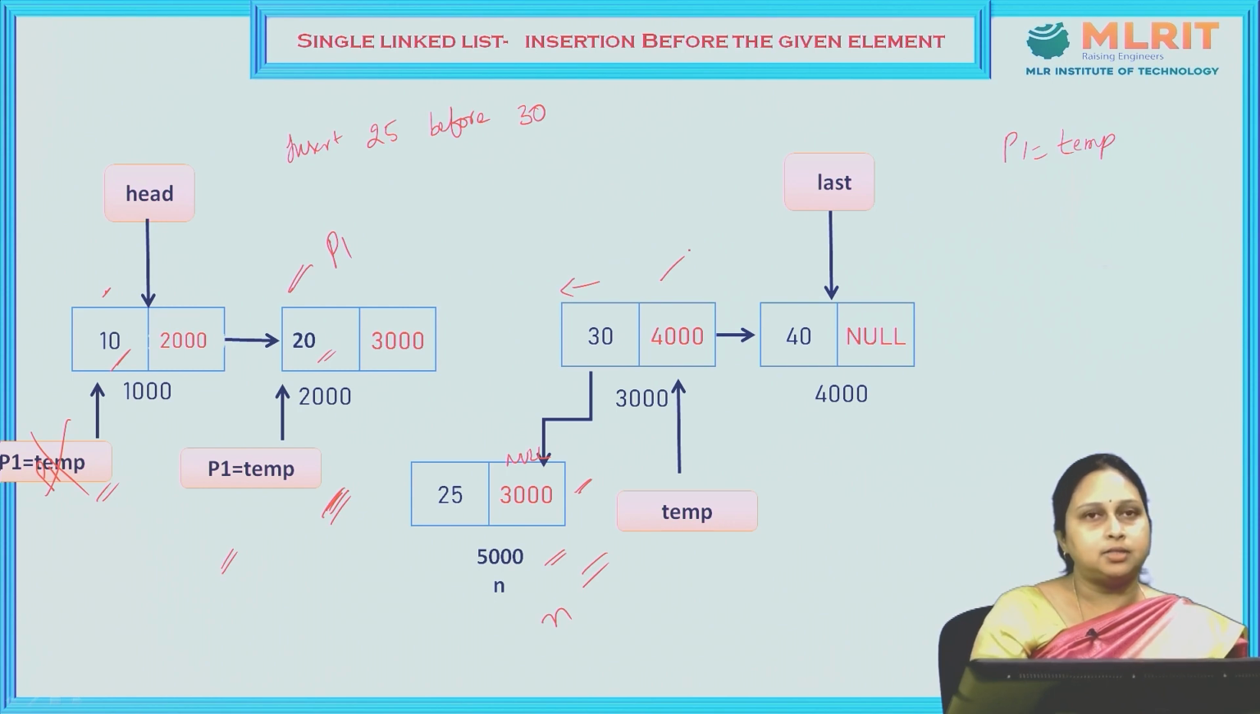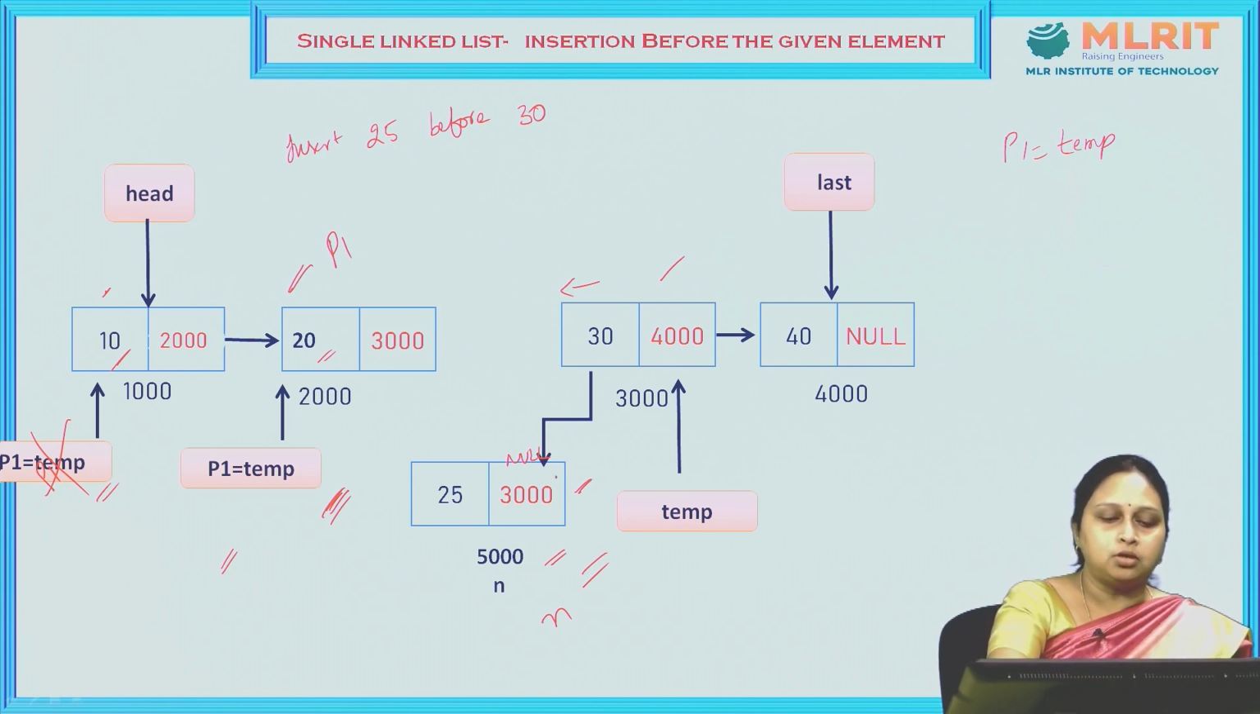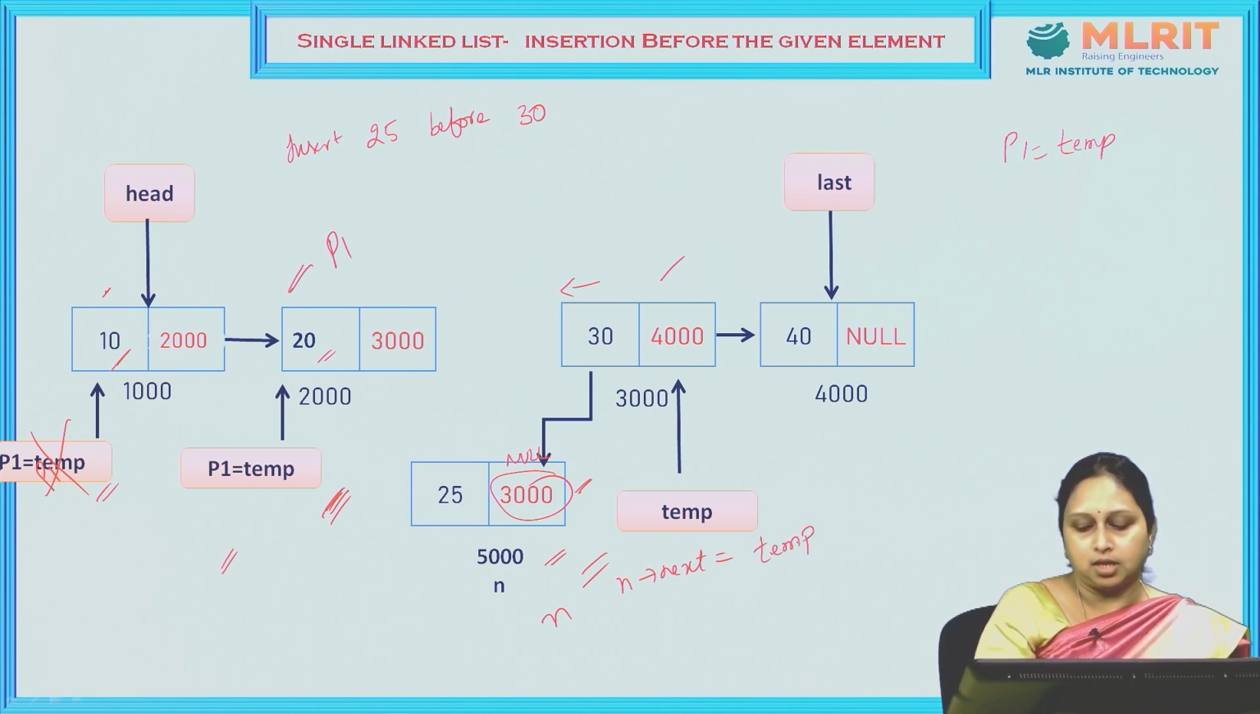Based on the identification of these nodes, now make the connection between the new node and the existing nodes. Now what is the statement? I need to write it here. Now I am going to store here. N arrow next equal to temp. The name of this node is temp. Like this way we can give.